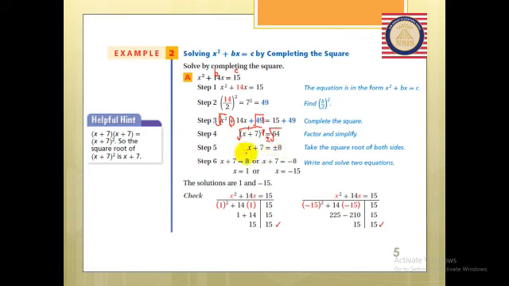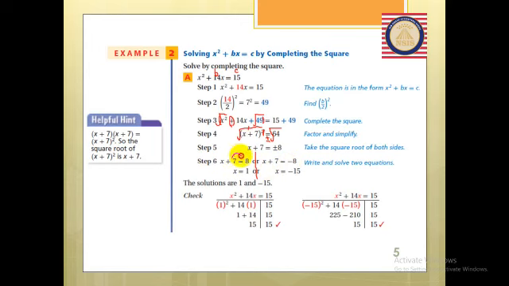How can I solve this, Miss? I have two values. Don't worry. Just divide your paper into two parts and solve the equation once with positive and the other one with negative. So, x plus 7 equals 8 and solve it. x plus 7 equals negative 8 and solve it to get the x.